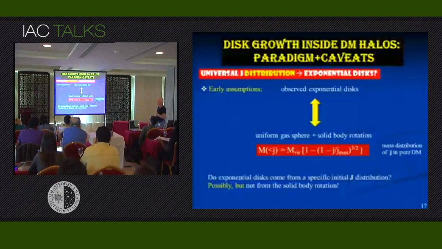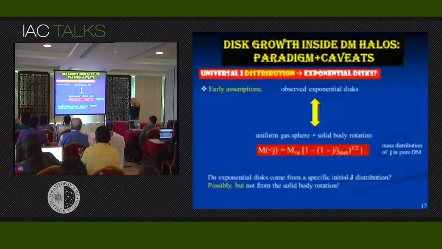Okay, so far we've been talking about the angular momentum catastrophe, the amount of angular momentum. Now the distribution of angular momentum. Already in the 70s, I think the first person was Ken Freeman, well, maybe Mestel, actually, who tried to explain why galactic disks are exponential.